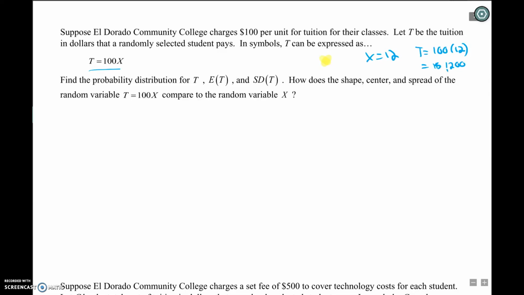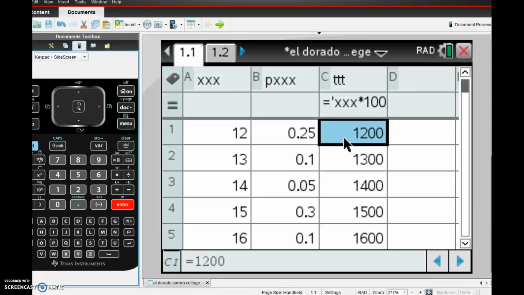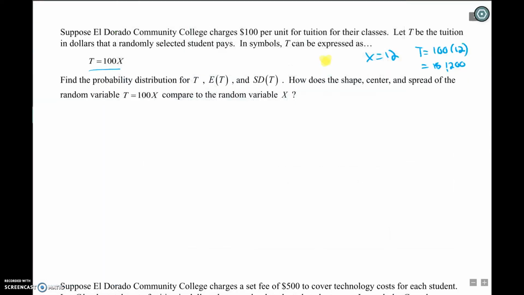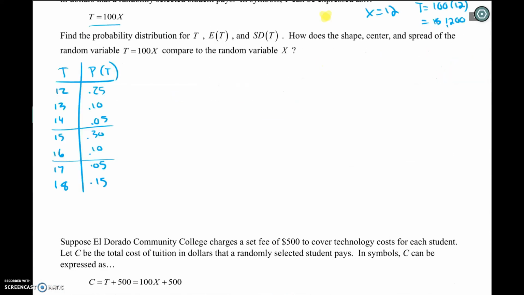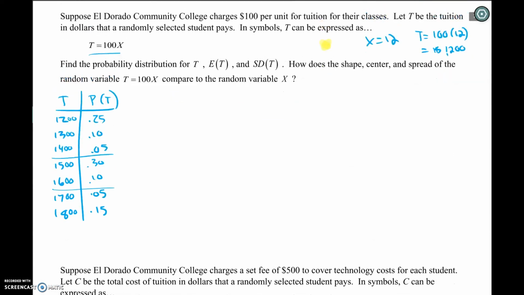Okay, so I did that. I'm going to just leave it in my calculator, I guess. Let me pause the video. All right, so here's my probability model for t. I basically took my x values and multiplied them all by 100. So this is going to be dollars. So $1,200 is going to happen 25% of the time. There's a 30% chance that a student is going to have a tuition cost of $1,500.